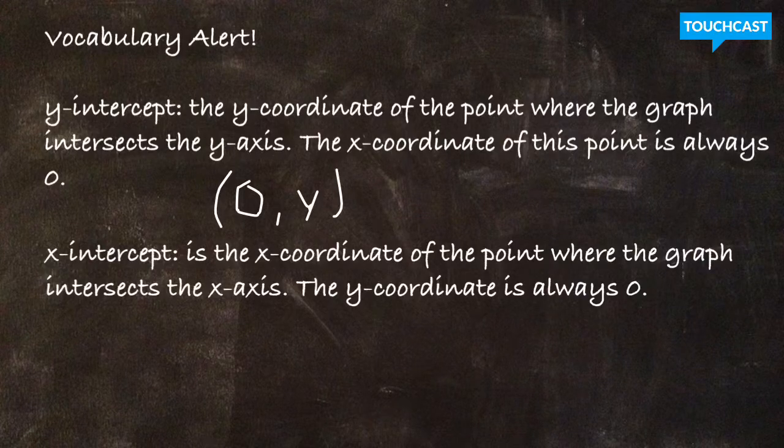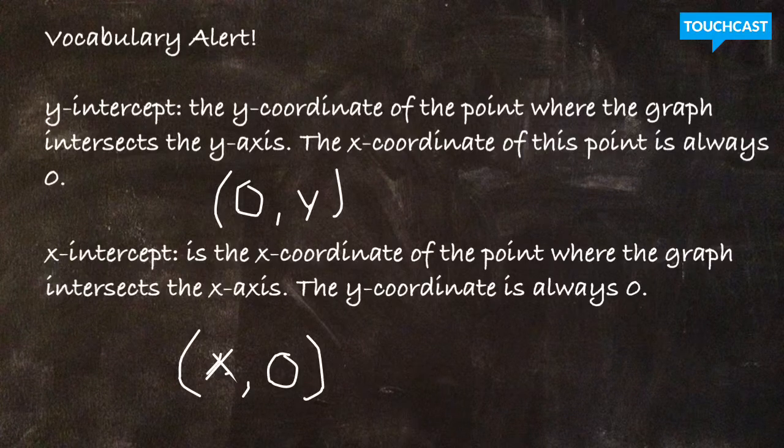The x-intercept is the x-coordinate of the point where the graph intersects the x-axis. The y-coordinate in this case is always 0. So the x-intercept is a point where we have any x value with a y value that is always 0.